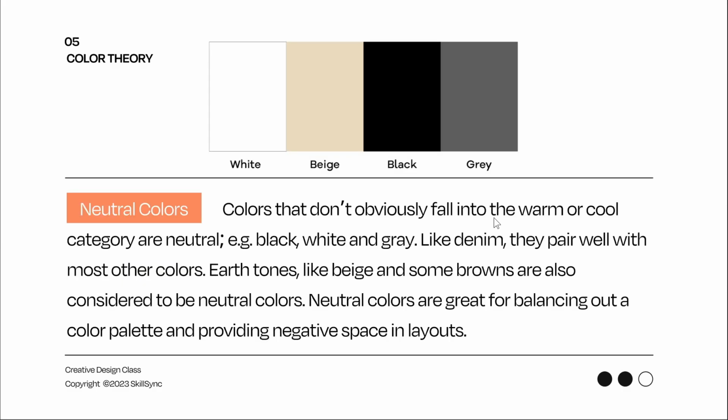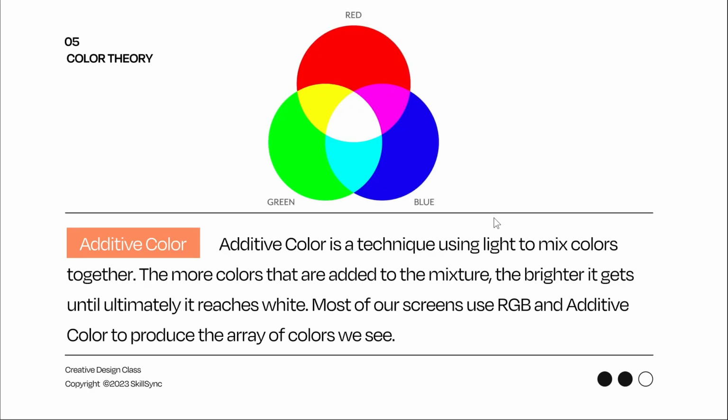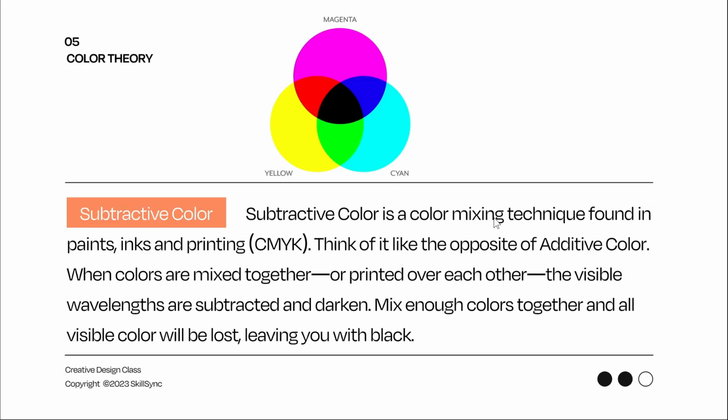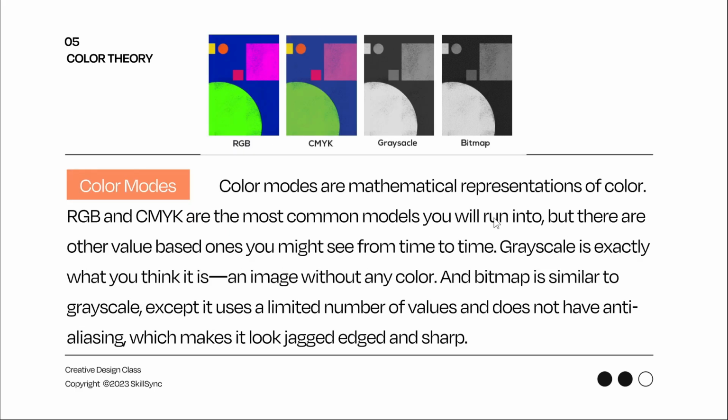And then we have neutral colors. So they are colors that don't obviously fall into the warm or cool category. They are neutral. All right. So most of the times we use this for feminine brands. And we have additive colors. It's a technique using light to mix colors together. So the more colors that are added to the mixture, the brighter it gets until ultimately it gets white. Okay. We have subtractive color, which is just the opposite of the additive color. In this case, the more colors we add, the more it becomes dark, until it becomes black.